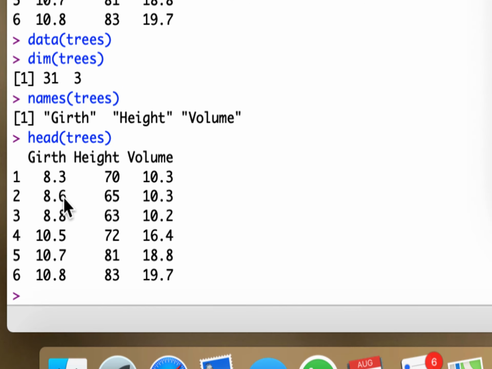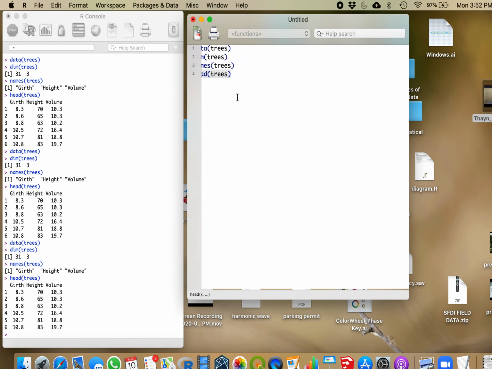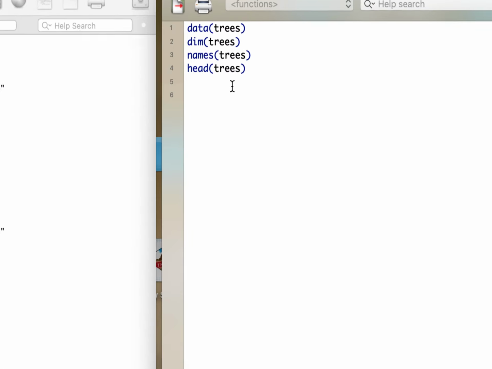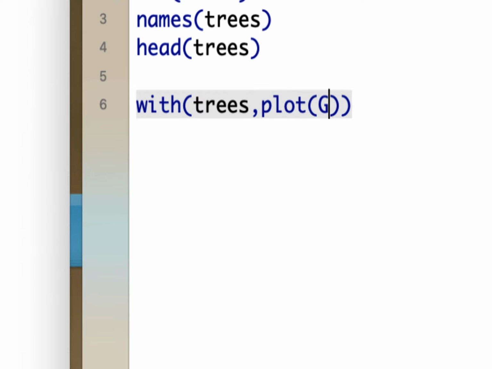Girth goes to 1/10 of a decimal place, and volume is in tenths of cubic feet, and height is in whole foot integers. Okay? So we can assume that there is a relationship between tree height and tree girth, right? As a tree gets taller, it's also getting rounder. And so we're just going to say with trees, and that just means that whatever comes after that comma inside those parentheses, if I refer to a variable, this just tells R to find them inside the trees data set, right? So I'm going to plot girth against height.